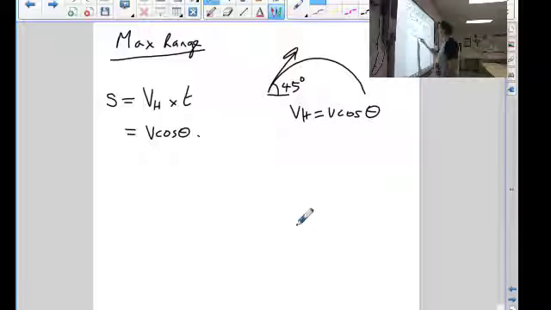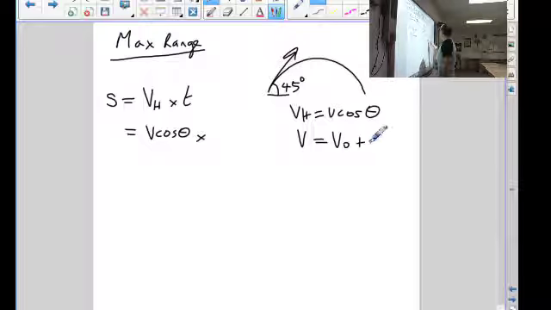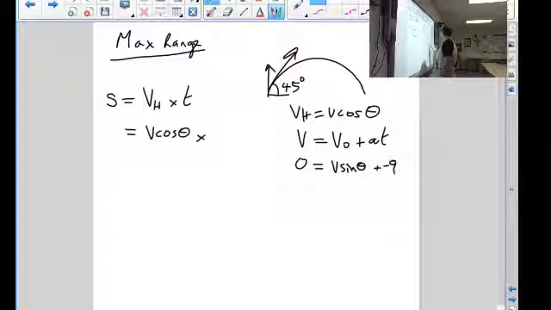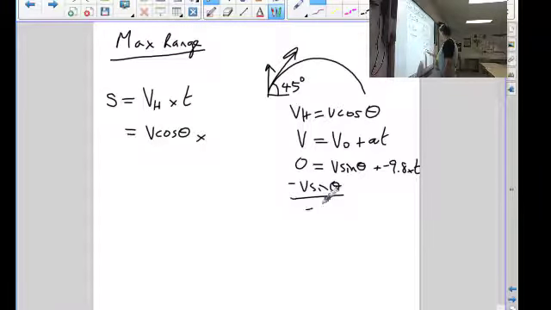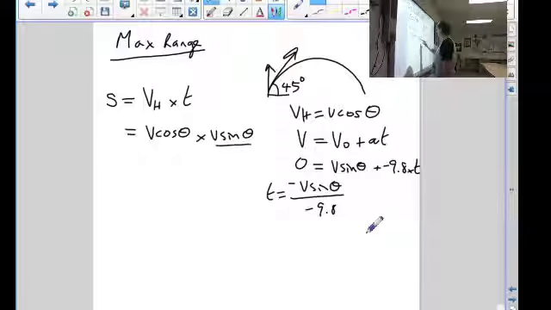And the time in the air there would be a rearrangement of v equals v naught plus at. Where it actually stops at the top there, you've got your initial velocity. Now the initial velocity vertically there is v sine theta plus minus 9.8 times t. So if you're rearranging for t, you'll find you get minus v sine theta over minus 9.8 is equal to t. The minus cancel that, but you can see it depends on v sine theta there. So you've got a v sine theta there over 9.8.